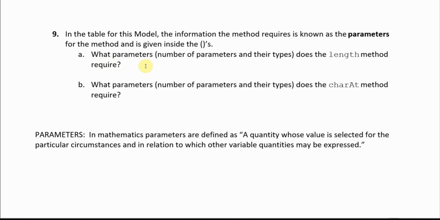So down here on number 9, what parameters does the length method require, and what parameters does the character at method require? Number of parameters and their types. So the types we talked about last week and this week. For numbers, it's the double and the integer, and for strings, it's the character and the string. And how many parameters are required? So I'll let you figure that out.